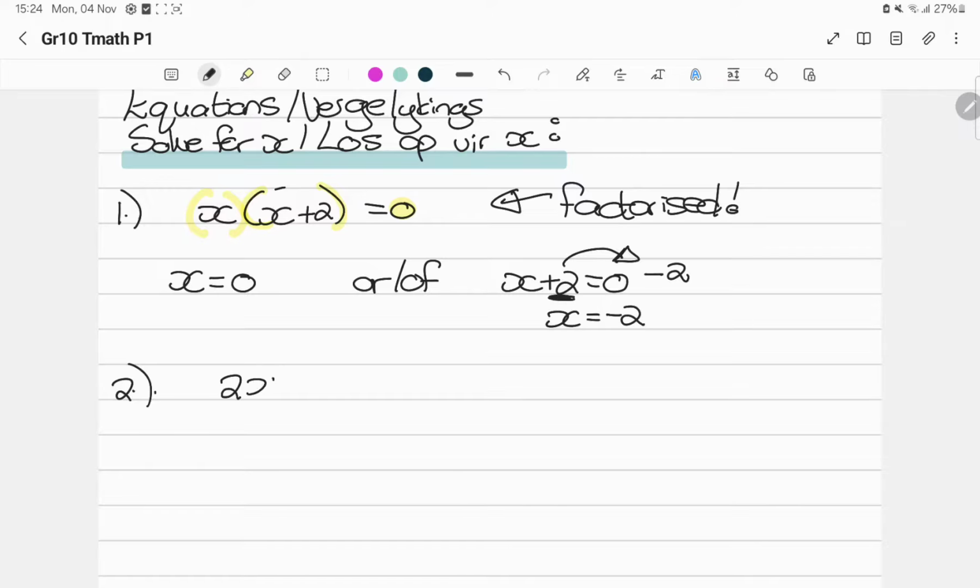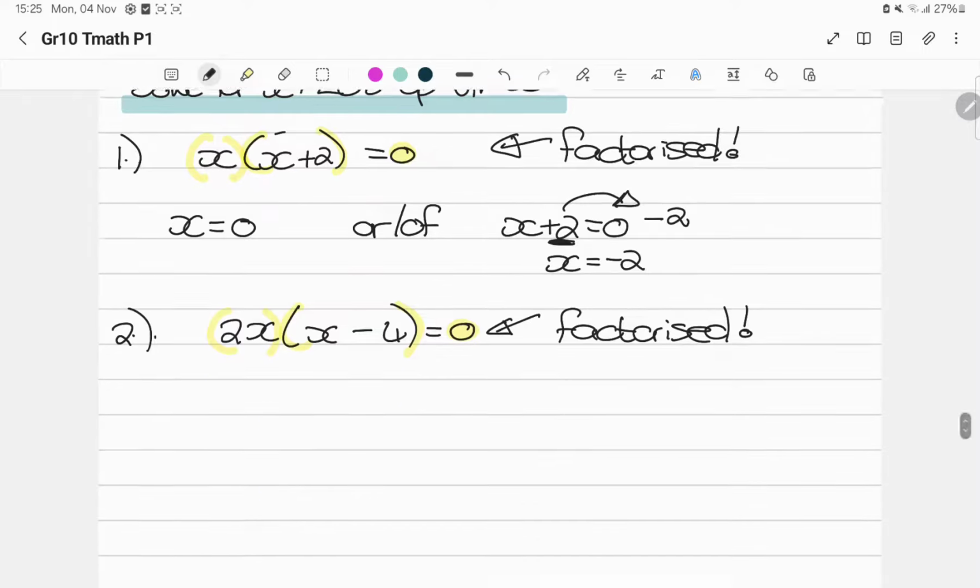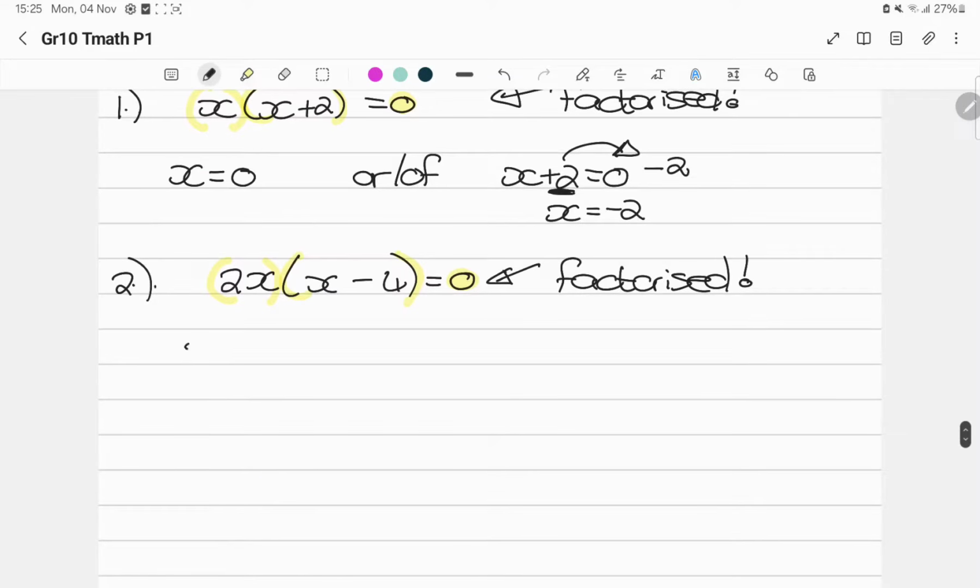So let's say if I tell you 2x times x minus 4 equal to 0. Same thing. This is already in brackets and my right hand side is equal to 0. Which means this is already in factorized form. So you're not going to do anything fancy. You're going to find two brackets, so 2x and x minus 4, and you're going to put it equal to 0. So 2x equal to 0 or x minus 4 equal to 0.